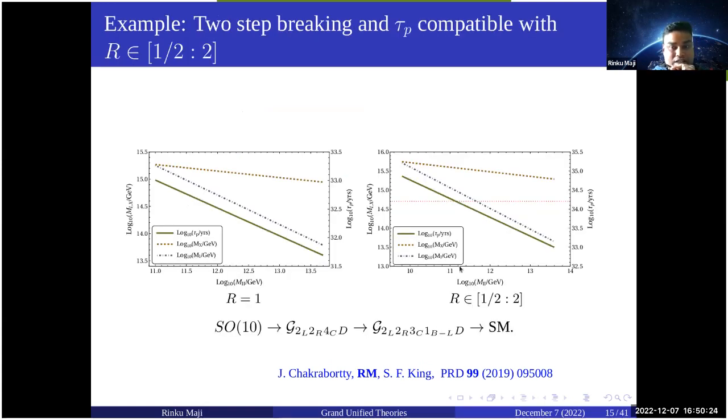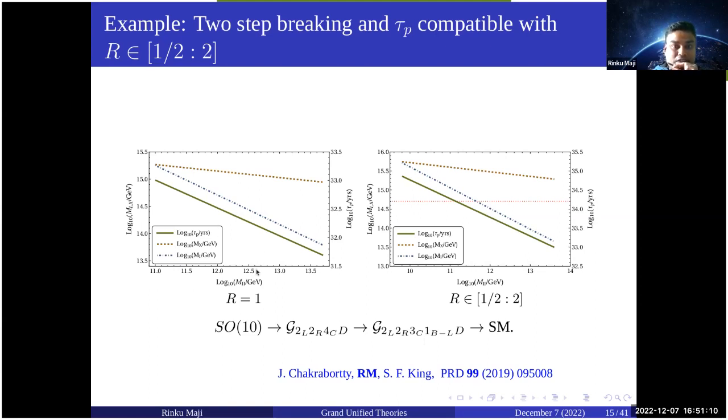Similarly, if we introduce another intermediate scale, here we break SO(10) at some unification scale to this Pati-Salam group with an intact D parity, then it is broken to the left-right symmetry group at some scale M2, and then at some scale M1 it is broken to the standard model. Now we plot M2, and on the y1 axis we have plotted the unification scale Mx, and the first intermediate scale where this Pati-Salam group is broken to the left-right symmetry group. And on the y2 axis we have plotted the proton lifetime.